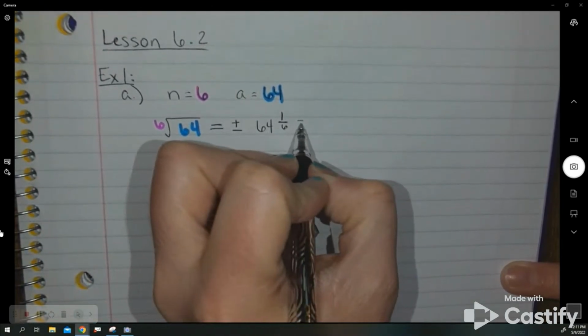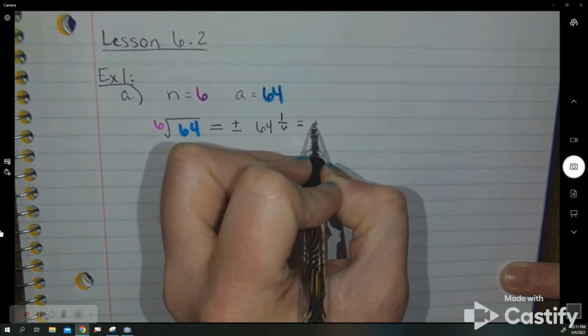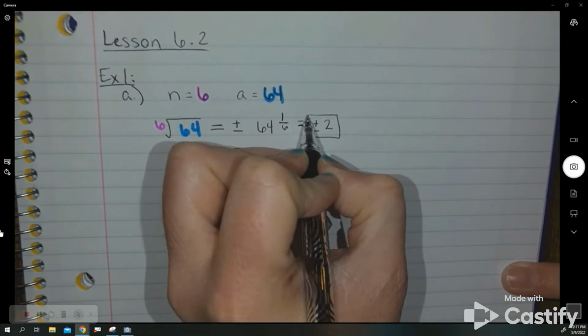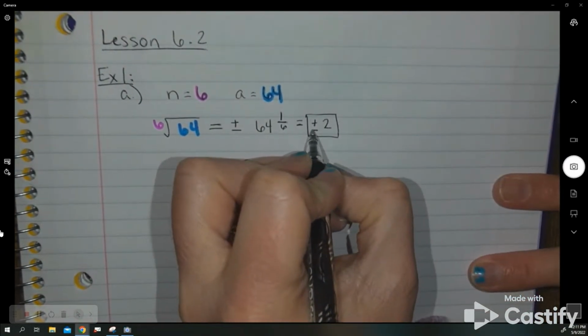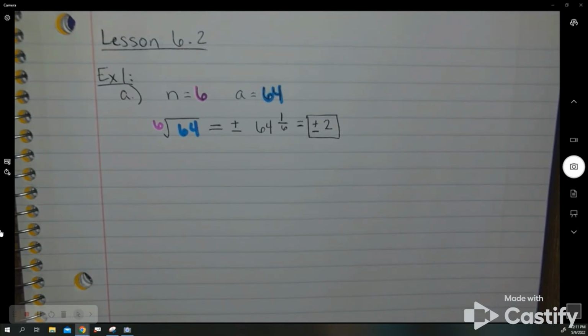And if we simplify this, 64 to the 1/6 power is positive 2 or negative 2. So it could be either one. You'll write as plus minus 2. Sometimes if they give you two different boxes to enter answers or something like that, you'll write 2 and then the other one you'll write negative 2. So there are two possible options.